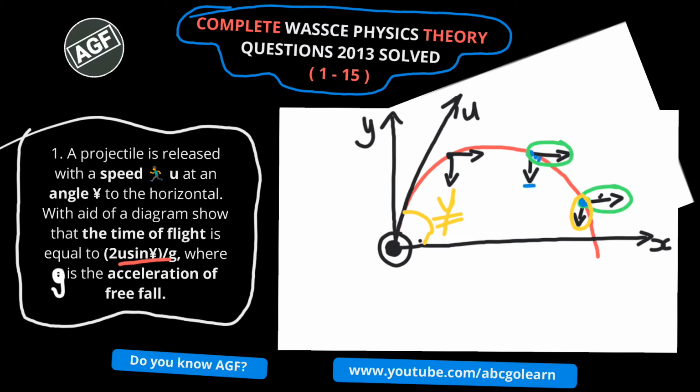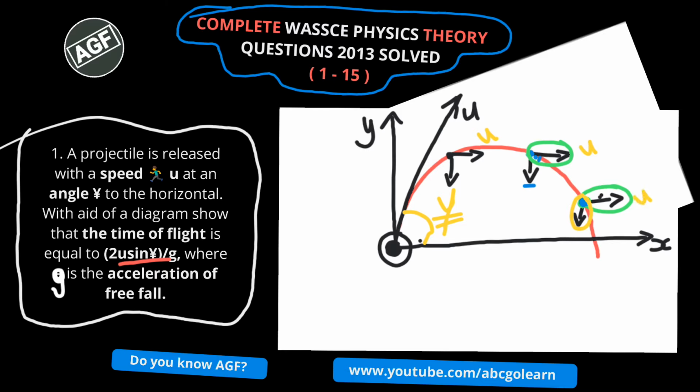Now I want to tell you that if you check your textbook, the horizontal component they will put there would be u, because u would not vary. The horizontal component of the velocity would not change throughout the motion, just like I said the other time. This also will be u. This also will be u.